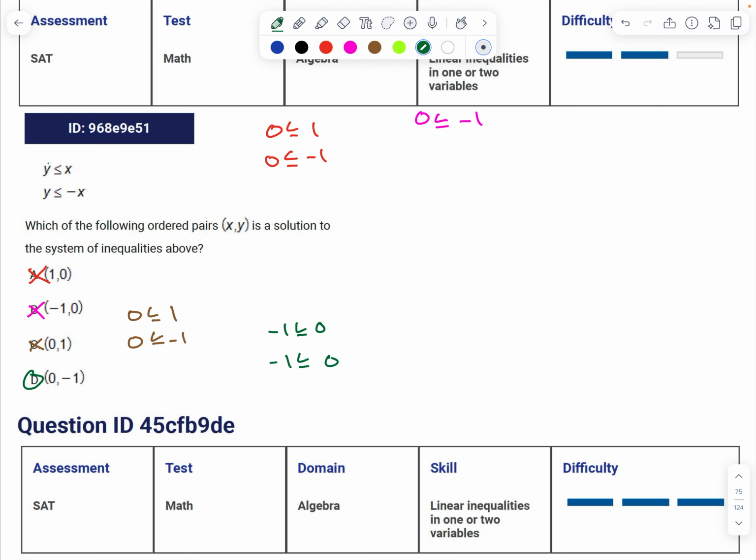Had we gone into Desmos and graphed these, what we're looking for is the overlap part. Only one of these points will overlap in the shading. So we'll have something like this. The shading would be this part here. That's what we're looking for.